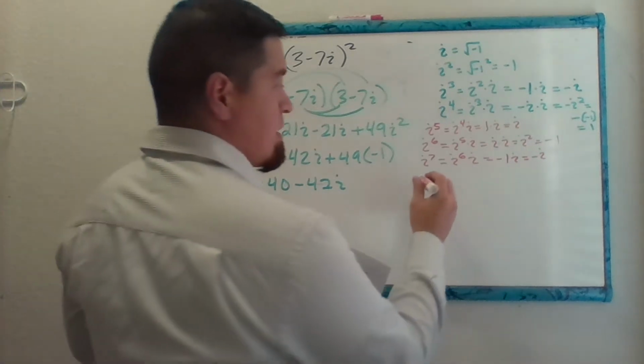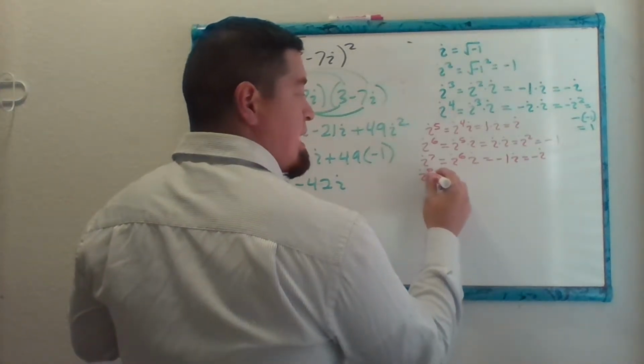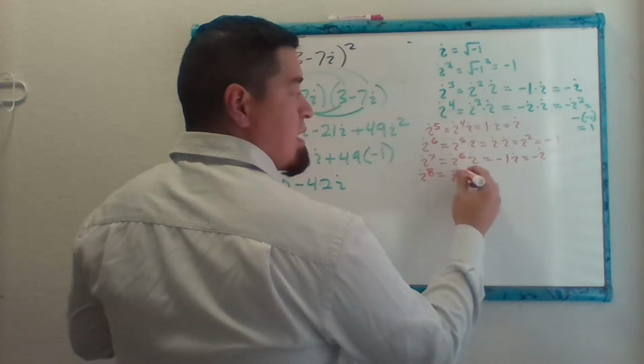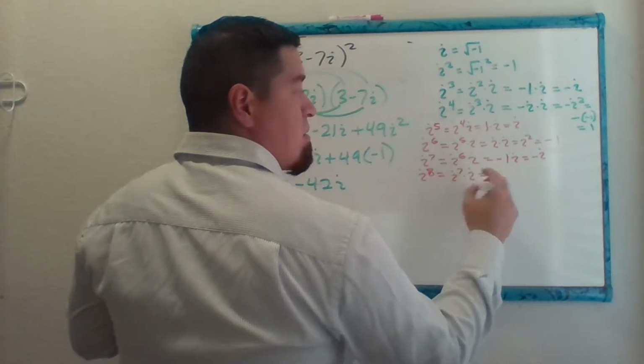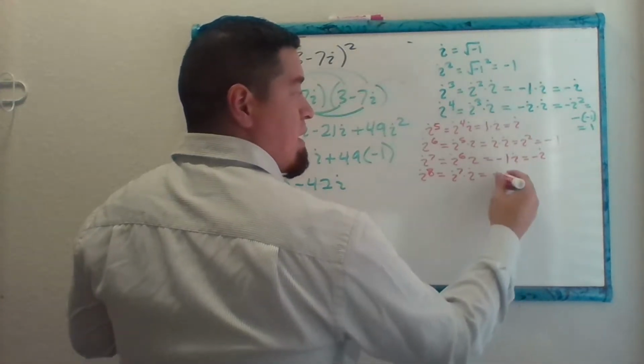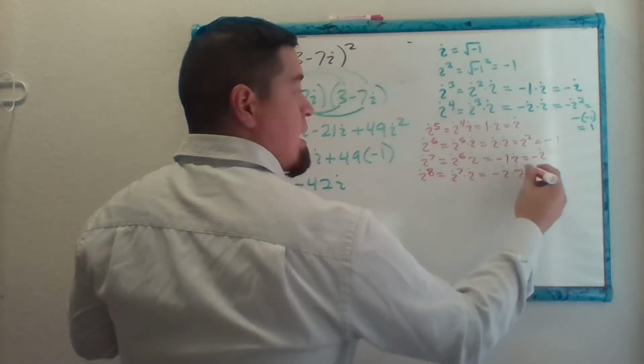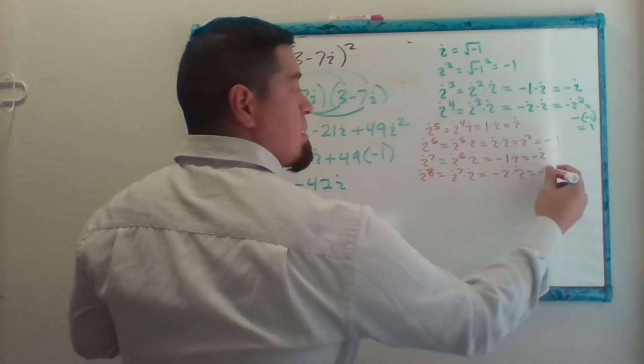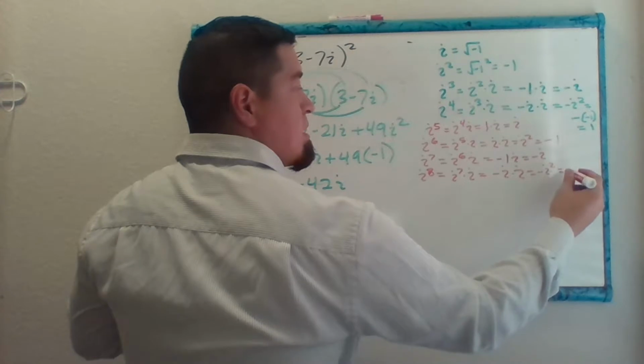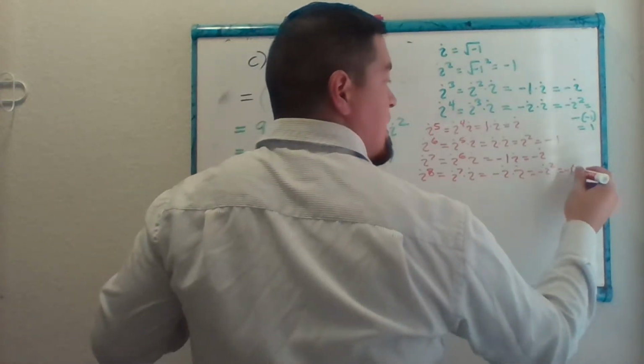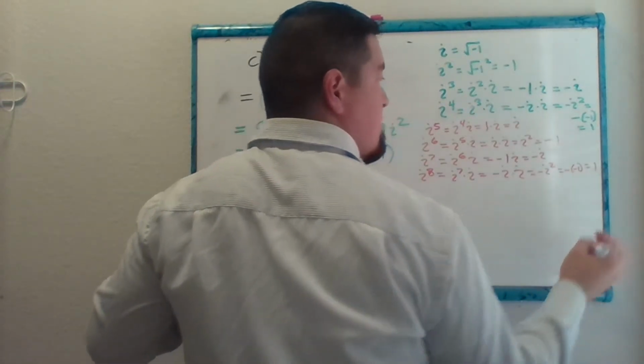And then the final one that I want to do is i to the 8th. i to the 8th is i to the 7th times an extra i. Well, i to the 7th I already know is negative i, times an extra i. That's negative i squared, which is going to be negative negative 1, which equals positive 1.